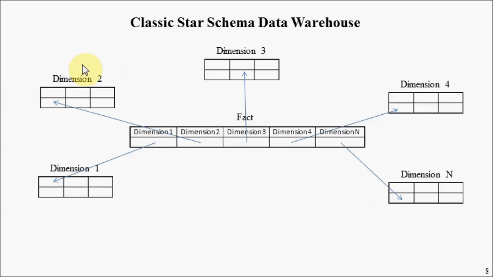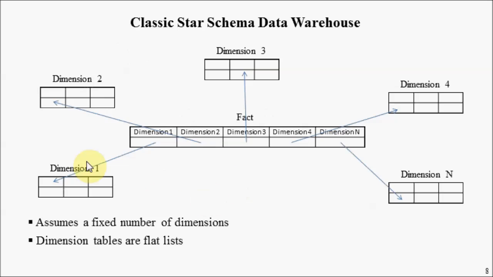Let's look at a classic star schema data warehouse, which has the notion of a fact table. A fact table has columns consisting of dimensions, where each dimension is a table of flat records. A characteristic of this approach is that there are a fixed finite number of dimensions associated with a fact record. Also to point out, these dimension tables are just flat lists. There's no semantic relationship associated with any records between dimensions.